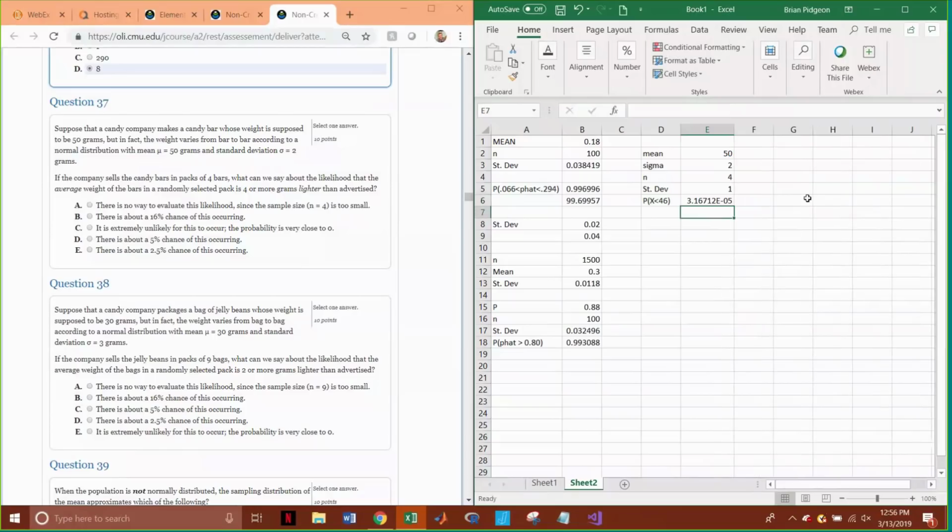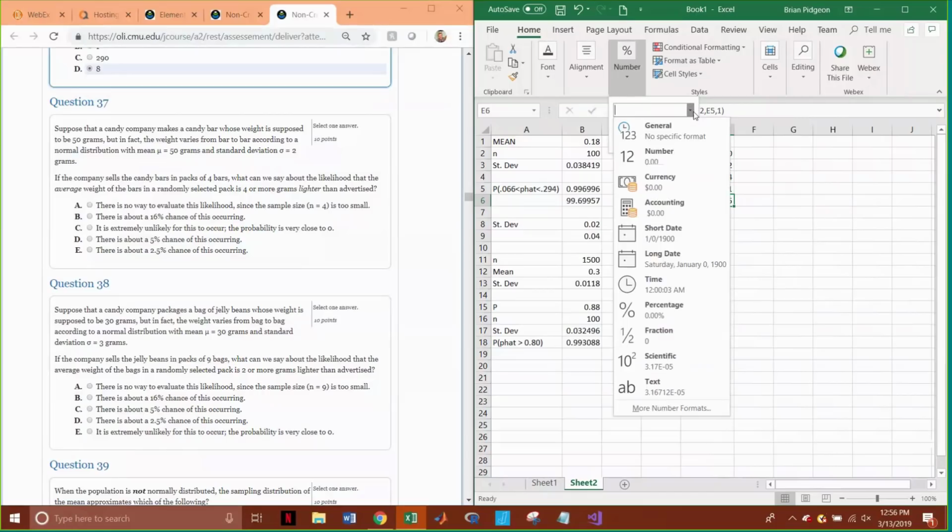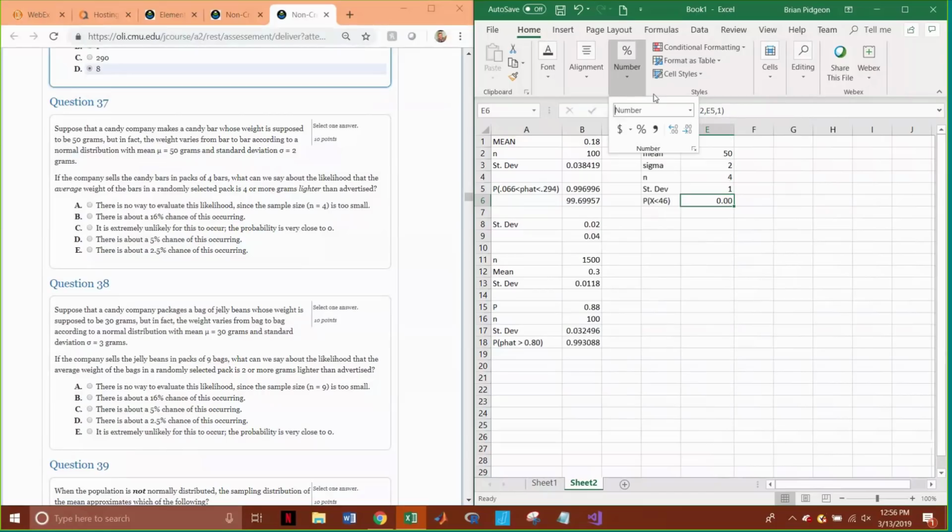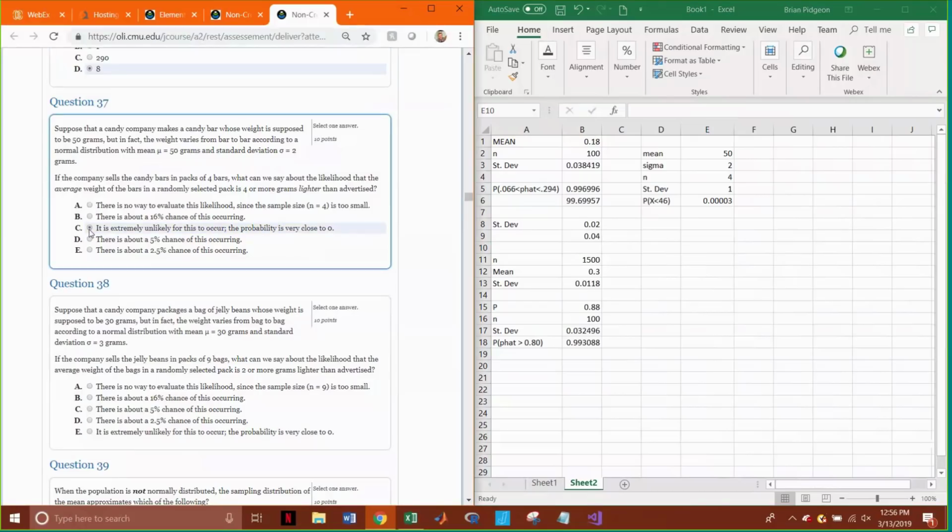Yes. So 3.167E-05, that is scientific notation. It means move the decimal to the left 5 times. If you don't like scientific notation, just click the cell, go up to number, and change it from general to number. And right now it's giving us too few decimal places, so just keep extending it, and there we go, 0.00003. So what this tells you is that it is extremely unlikely for this to occur, as the probability is very close to 0.